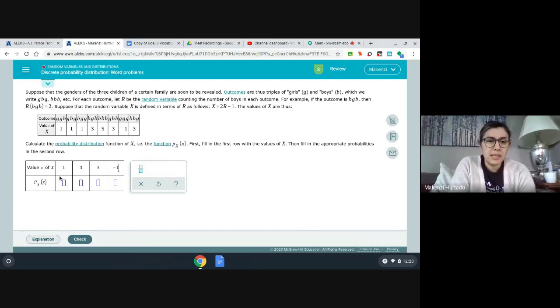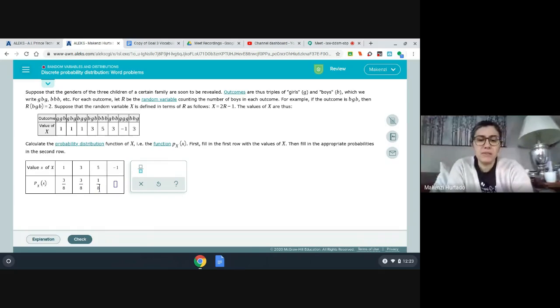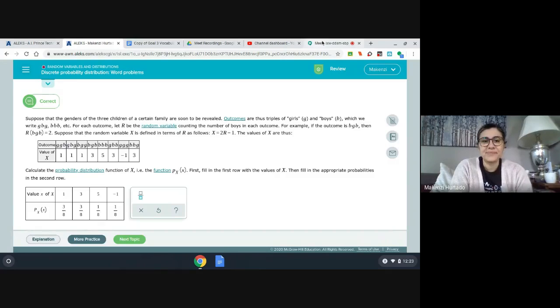So the probability of a 1, there are 3 out of 8. The probability of getting a 3, 3 out of 8. The probability of getting a 5 is 1 out of 8. And the probability of getting a -1 is 1 out of 8. Again, I'm going to just count them to make sure they're correct. 3 plus 3 is 6, and 1 is 7, and 1 is 8. 8 out of 8 is a total of 100%. And that's it.